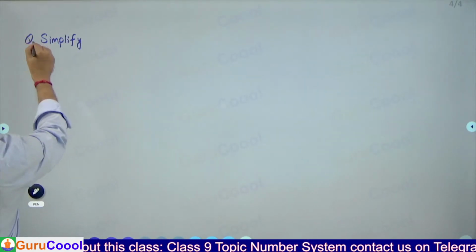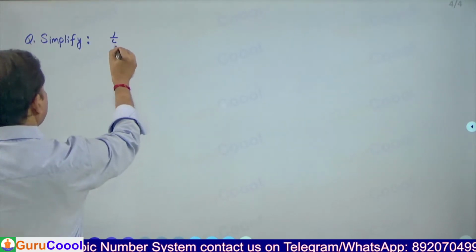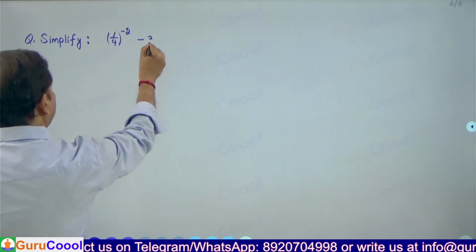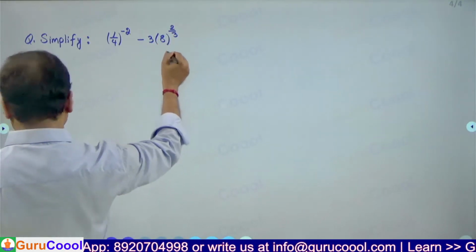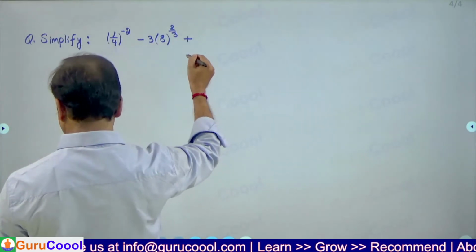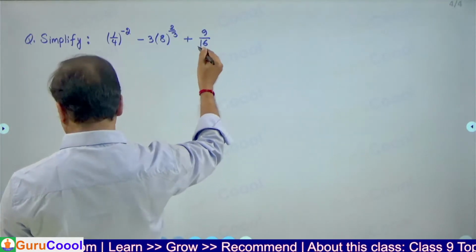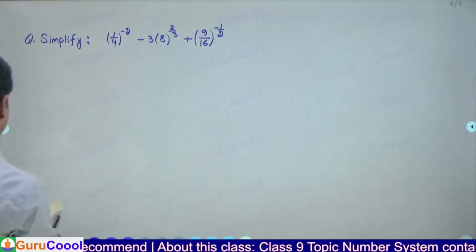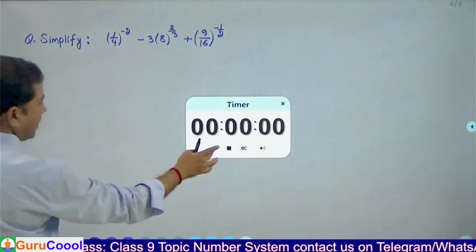Simplify. 1/4 raised to the power -2, minus 3 into 8 raised to the power 2/3, plus 9/16 raised to the power -1/2. Try this and submit within 3 minutes. No matter complete or incomplete, submit within 3 minutes, whatever your work is.